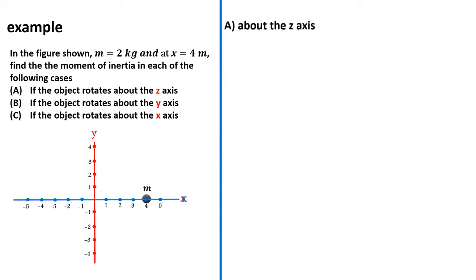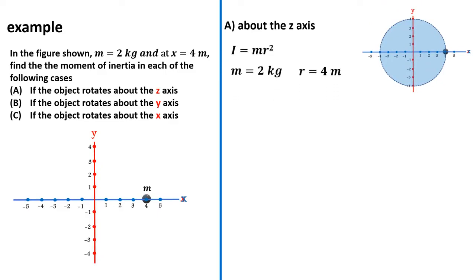Solution. A. If the object is rotating about the z-axis, then it moves like this. This motion can be represented in the following figure. As a result, I equals m times r squared. m equals 2 kilograms and r equals 4 meters, which means that Iz equals 32 kilogram meter squared.